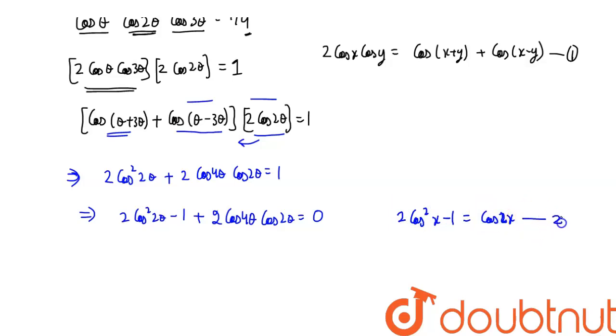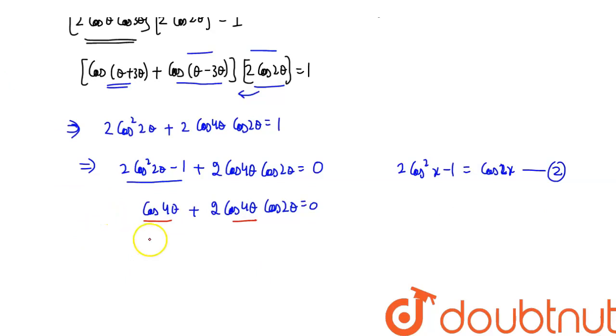Let us say that this is equation 2. Now by using equation 2, we are going to write the first two terms as cos 4 theta, plus 2 cos 4 theta times cos 2 theta, and that would be equal to 0. Now we are going to take this cos 4 theta common outside from these two terms.